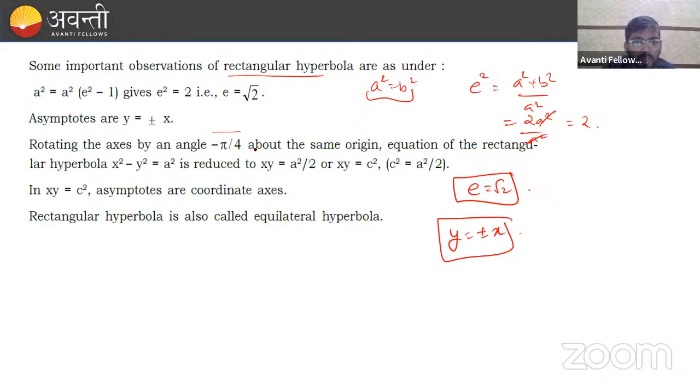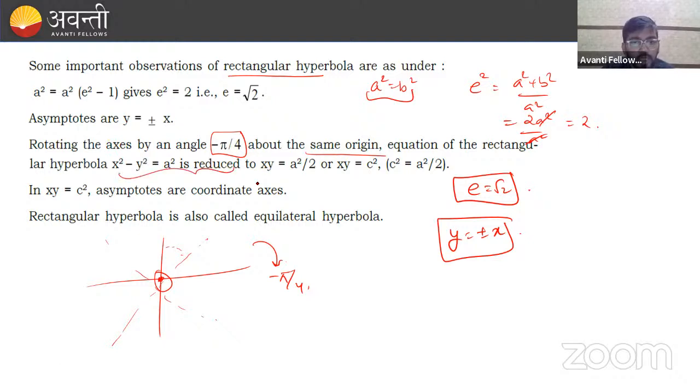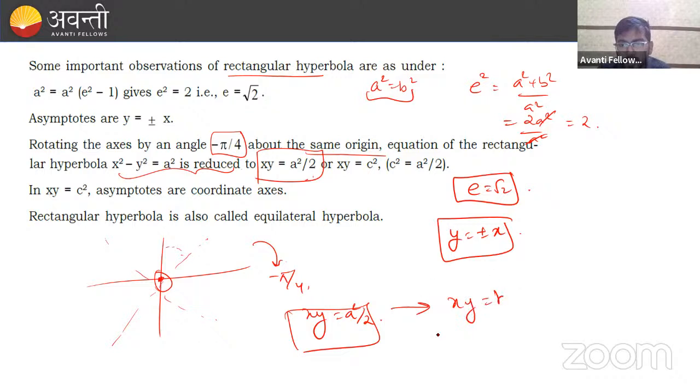Rotating the axes by angle minus pi by 4, that is, in the clockwise direction about the same origin. We have to remember to keep the origin the same and rotate the axes like this, so the new axes are like this and like this. Then the equation of the rectangular hyperbola reduces to xy equals a square by 2. This is also written as xy equals constant, where the constant is represented by c square.